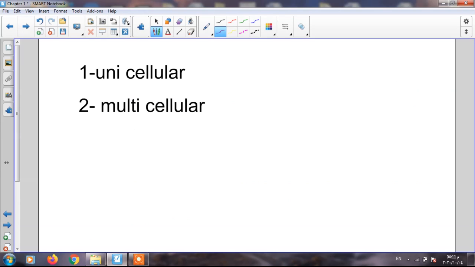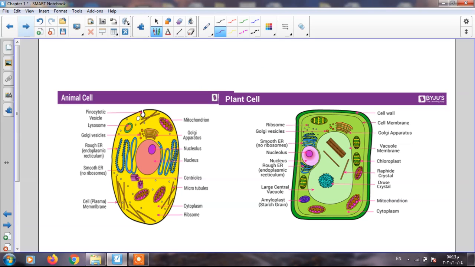What's the difference between unicellular and multicellular? Unicellular, I mean their body consists of only one single cell, like in the case of bacteria. Multicellular, I mean their body consists of many cells, like animals, plants, and humans. We have two types of cells, animal cells and plant cells. This is the shape of a plant cell.